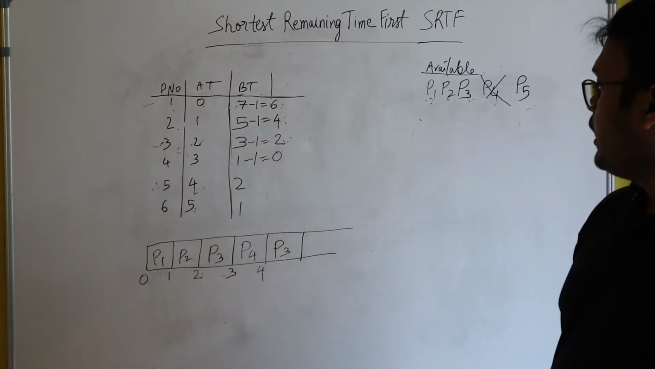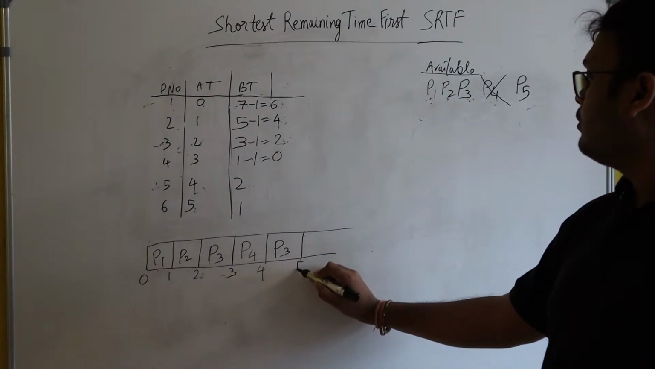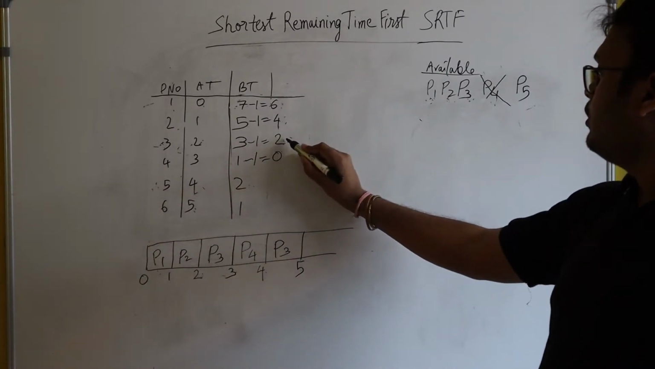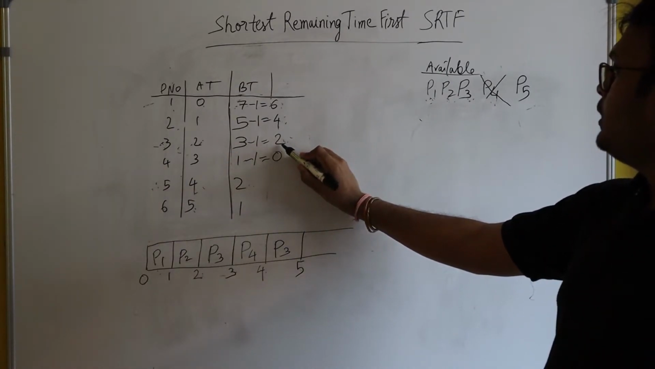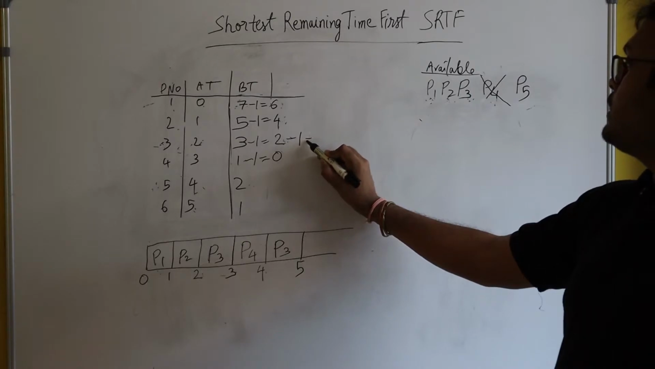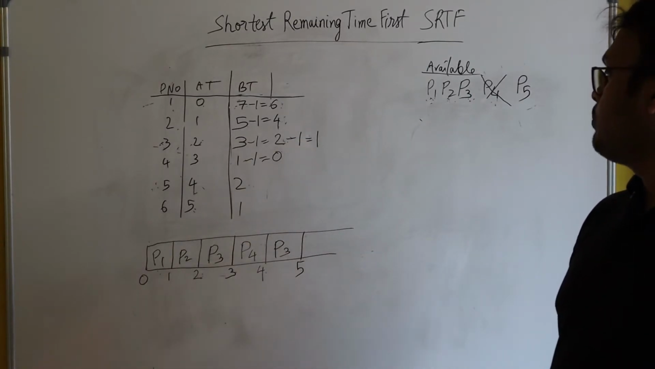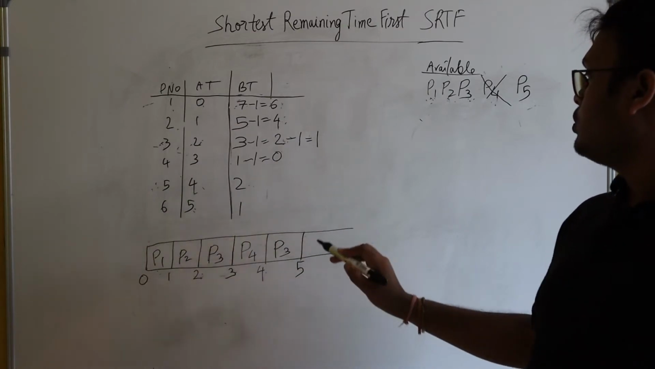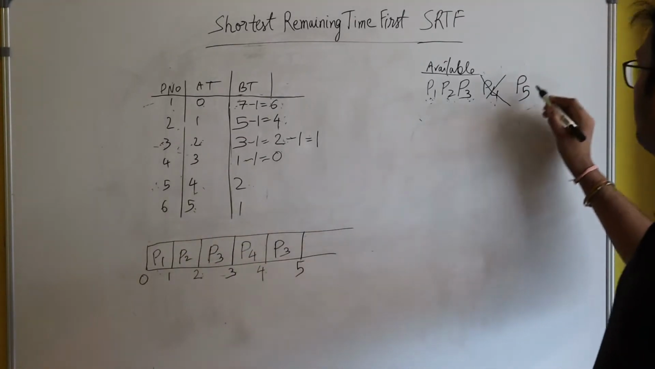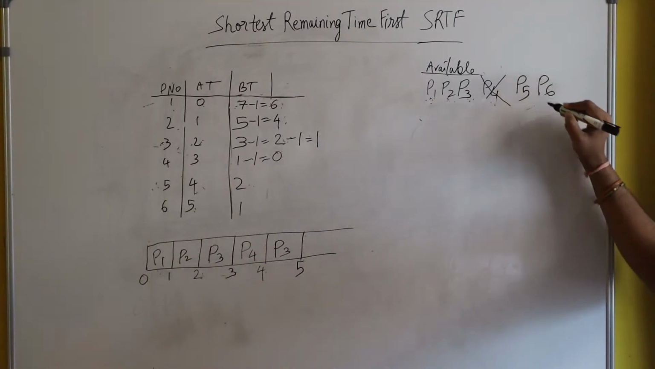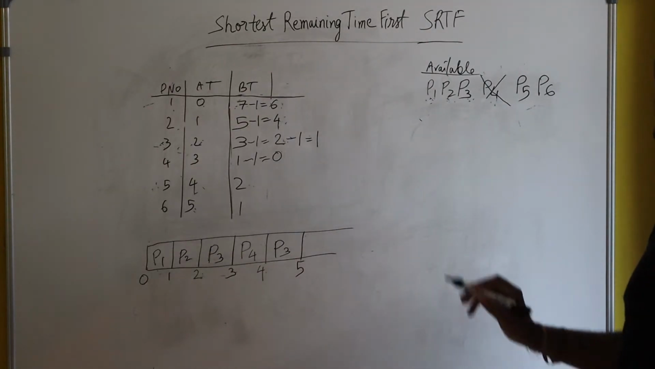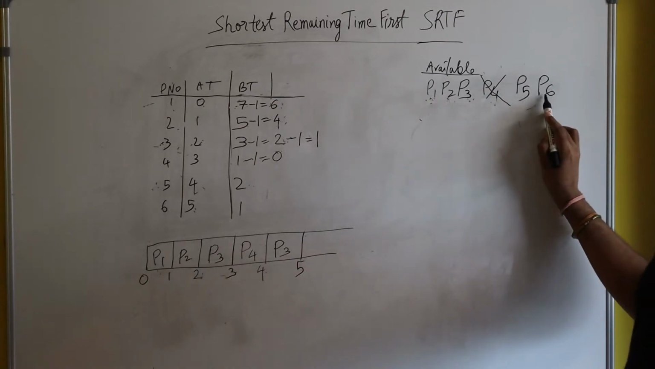And after executing 1 more second from 4 to 5, how much time does P3 have left? Initially P3 had 2 seconds. Now P3 further executed for 1 second, so P3 has 1 more second left. So 2 minus 1 is equal to 1. Now at the 5th second, which process came? Process P6 came. So now what are the available processes? We have P1, P2, P3, P5, P6.